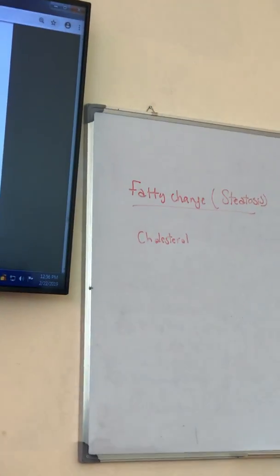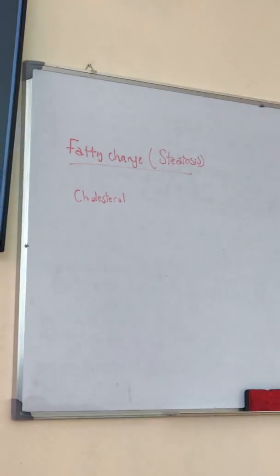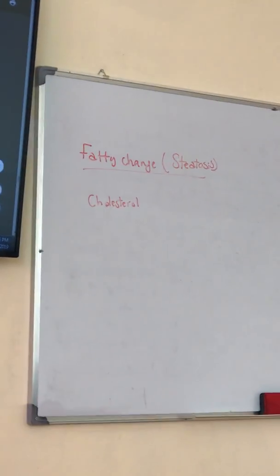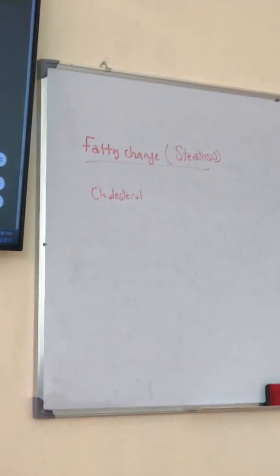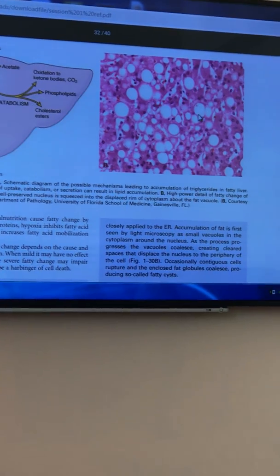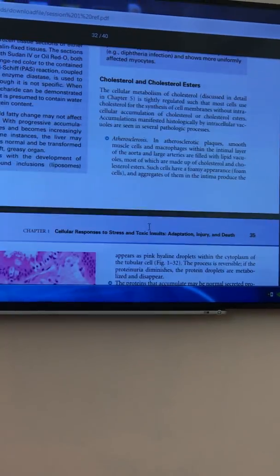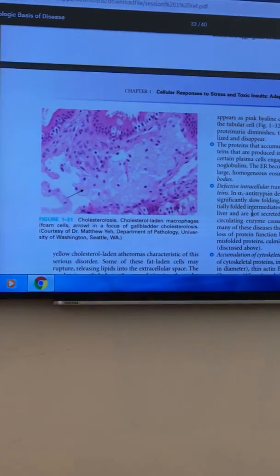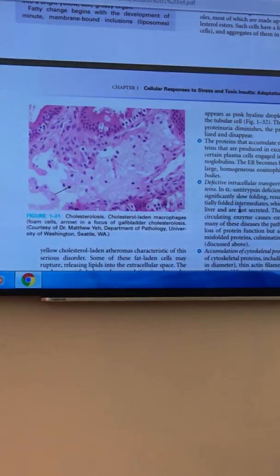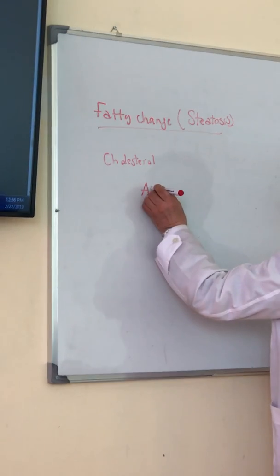This is the picture for the fatty change due to accumulation of triglycerides. These vacuoles are accumulation of lipid inside cells. Normally we don't have these vacuoles. This is a fatty liver. And in cholesterol, one example is atherosclerosis.